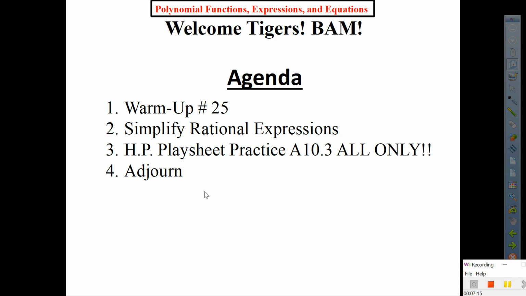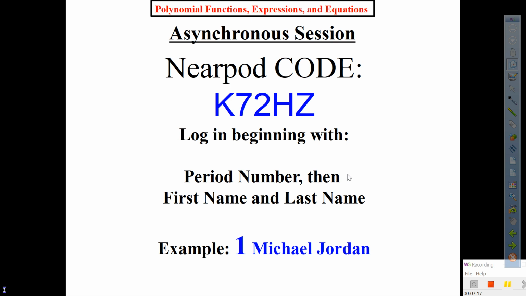All right. So, your Nearpod code, copy this down: K72HZ. K72HZ. So those of you that are watching online, make sure you type in that code in there.